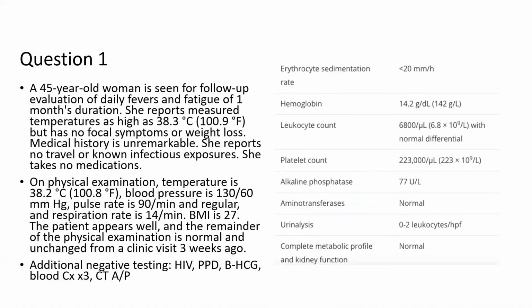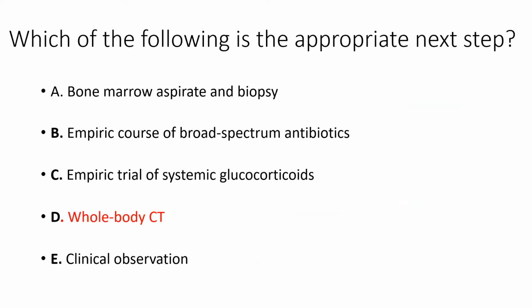Another question, a 45-year-old woman is seen for follow-up, evaluation of daily fevers and fatigue of 1 month's duration. She reports measured temperatures as high as 38.3 degrees centigrade, but has no focal symptoms or weight loss. Medical history is unremarkable. She reports no travel or known infectious exposures. She takes no medications. On physical examination, temperature is 38.2 degrees centigrade. Blood pressure is 130/60, pulse rate is 90, BMI is 27. The patient appears well, and the remainder of the physical exam is normal and unchanged from a clinic visit 3 weeks prior. Additional negative testing includes negative HIV, PPD, beta-HCG, blood cultures again ×3, and a CT abdomen pelvis.